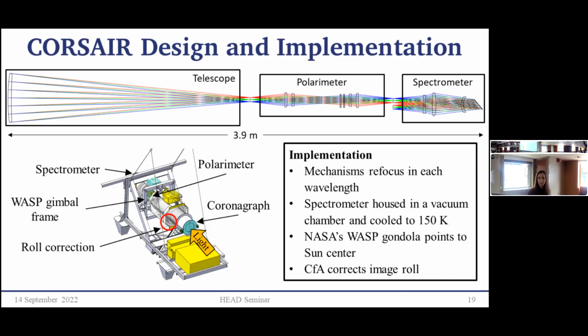They can point to within an arcsecond of sun center, which is really impressive with this massive payload. But we are going to have to correct the roll of the image. They don't do that, the rotation around the line of sight. And so the engineers at CDP are right now designing and going to be building this big roll stage that rolls this massive 1,500-pound telescope.